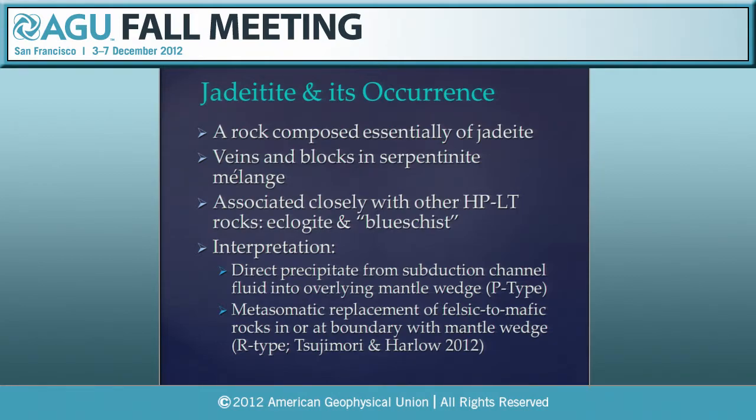And over the years, we've come to an interpretation of two styles of formation. One is the direct precipitation from a hydrous fluid in veins penetrating into the mantle wedge. Those are called P-type. And then metasomatic replacements of some other lithology, usually something like what would be called a plagiogranite or trondhjemite, or even in the case in the Alps of basaltic rocks.